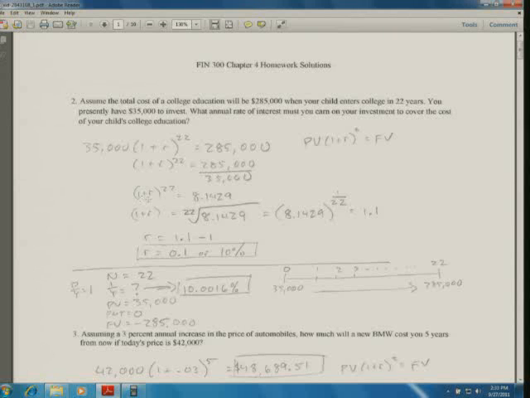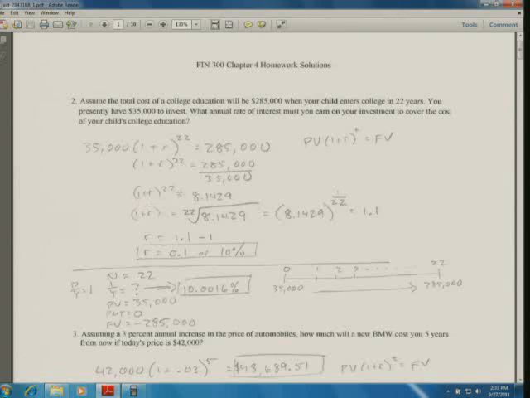So now we're down to 1 plus R to the 22nd equals 8.1429. And we've got to get at this R, which means we've got to get rid of this exponent up here. And if you're like me, it's been a while since you've had algebra and you may or may not remember how to do that. What we've got to do to get rid of this exponent is take the 22nd root of both sides of the problem.